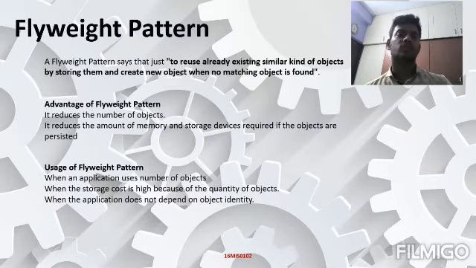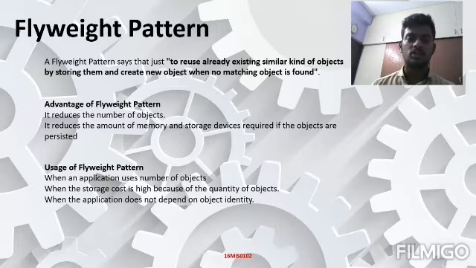Next we are going to the flyweight pattern. A flyweight pattern says to use already existing similar kinds of objects by storing them, and create a new object when no matching object is found. Advantage of flyweight pattern: it reduces the number of objects. It reduces the amount of memory and storage required if the objects are persisted.